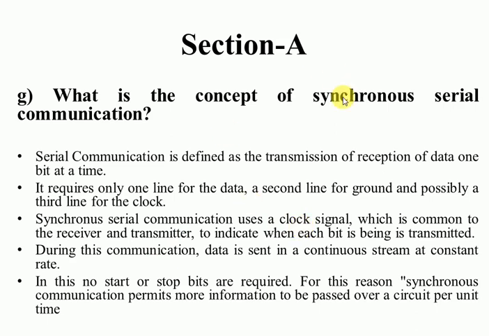So serial communication is that in which we are transferring or receiving one bit at a time. Synchronous means that we are using a clock signal, and that clock signal is common for the transmitter and the receiver. So in this communication our data goes as a continuous stream. It is not breaking the stream; it goes at a constant rate continuously.